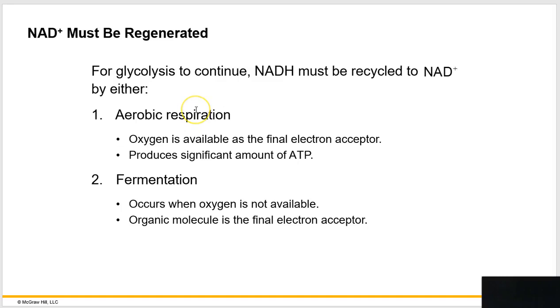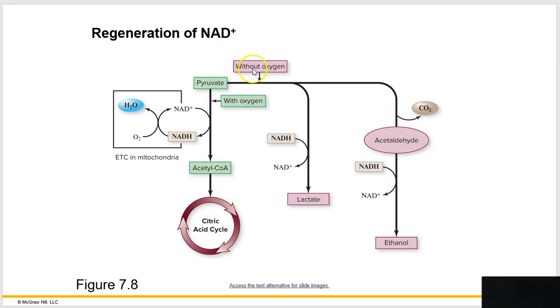So here we see without oxygen, pyruvate will get the electrons donated to them from NADH and turn into lactate, or we do lactate fermentation. Certain organisms will turn pyruvate into acetaldehyde, donate electrons that way, and produce ethanol, which is how we make whiskey and beer and liquors. But with oxygen, you'll pick up electrons and pyruvate will become acetyl-CoA and enter the citric acid cycle. This is what we just talked about there.